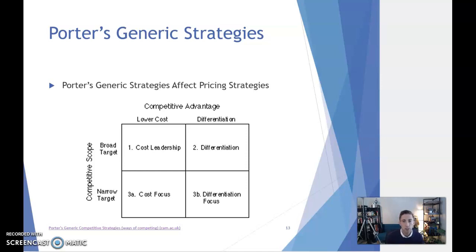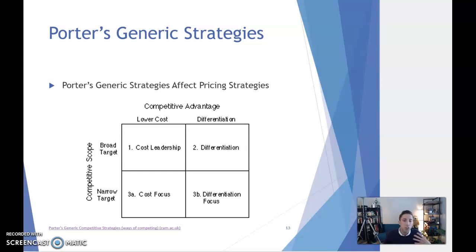Porter's generic strategies. You should start looking from here. Porter's generic strategies affect pricing by looking at competitive scope and competitive advantage. Let's think about it. Do we want to be a cost leader where we have a large consumer base and we give them the best costs or the best price in town, so we're the lowest cost leader? Or do we want a broad market but stand out somehow?